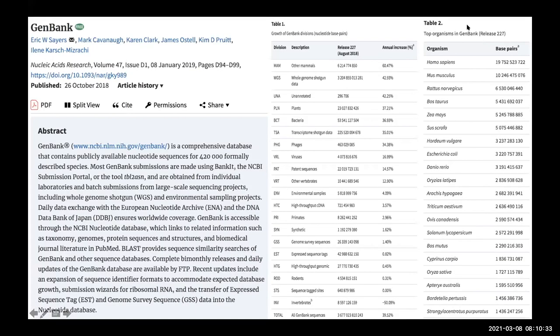Here are some examples from GenBank. This is the growth of different divisions of GenBank over time, in the last annual increase. Mammals, not human, I assume, 60% increase, whole genome data, 43% increase, primates, 3% increase, viruses, 17% increase.